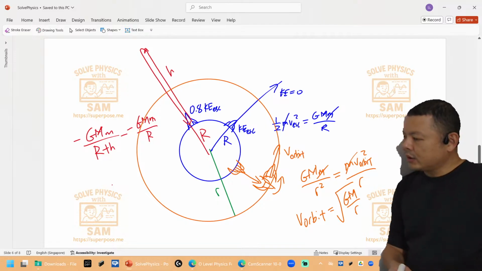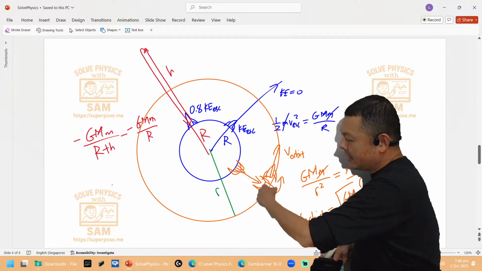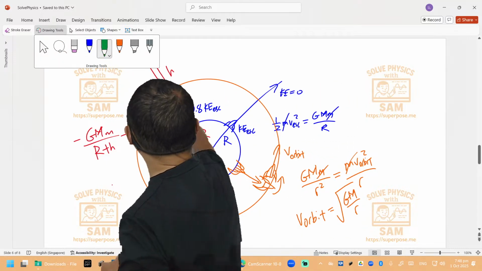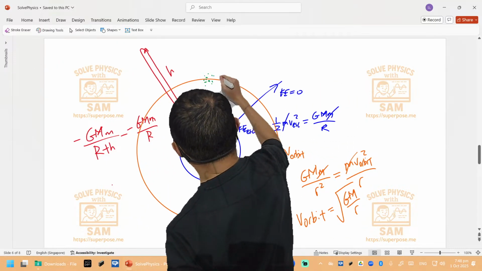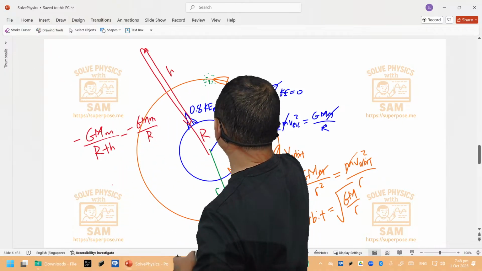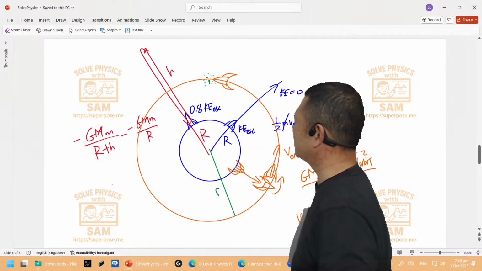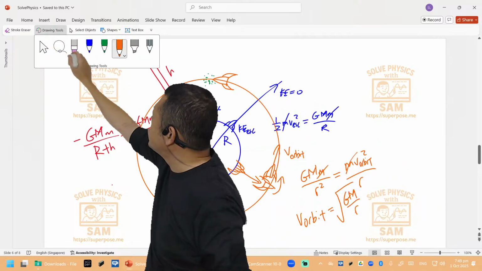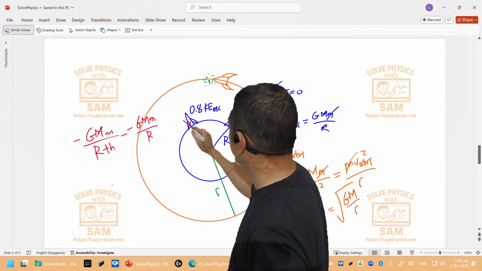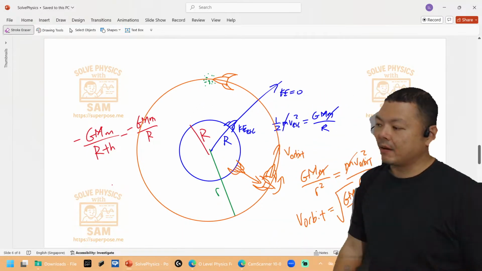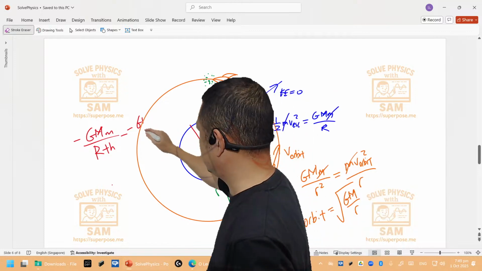Okay, not done yet. So now the thing is this. What happens if this satellite is now orbiting and it encounters some debris here? Let's say there's some obstruction here, and the rocket encounters this debris field. What happens to the rocket? Let me erase some of these things here. It's drag, basically. But what happens to the rocket?